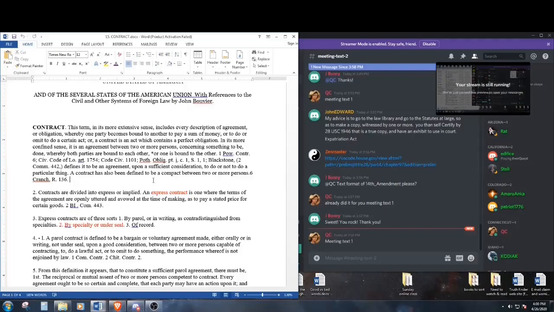Now the different types of contracts. Contracts are divided into express or implied. An express contract is one where the terms of the agreement are openly uttered and avowed at the time of making, so as to pay a stated price for certain goods.